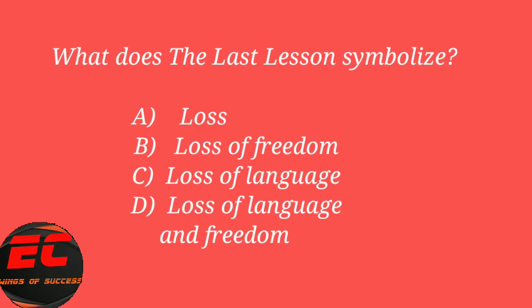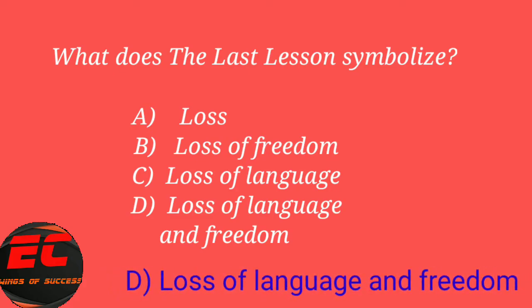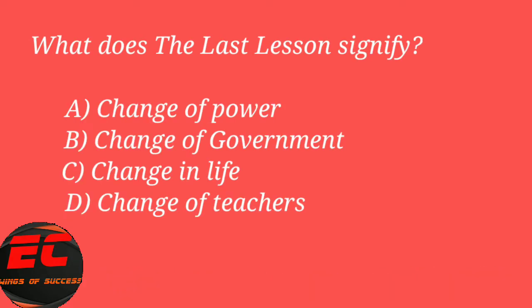Next question. What does the last lesson symbolize? Option A, loss. Option B, loss of freedom. Option C, loss of language. Option D, loss of language and freedom. So the correct option is option D, loss of language and freedom.